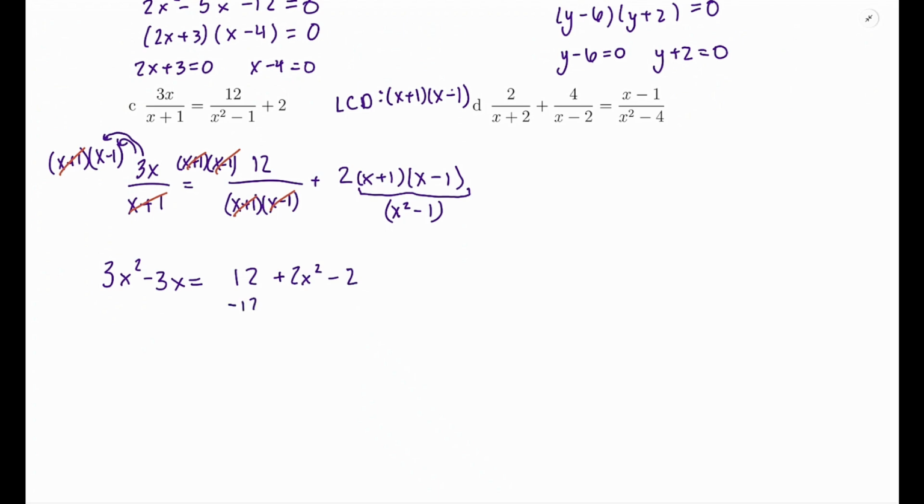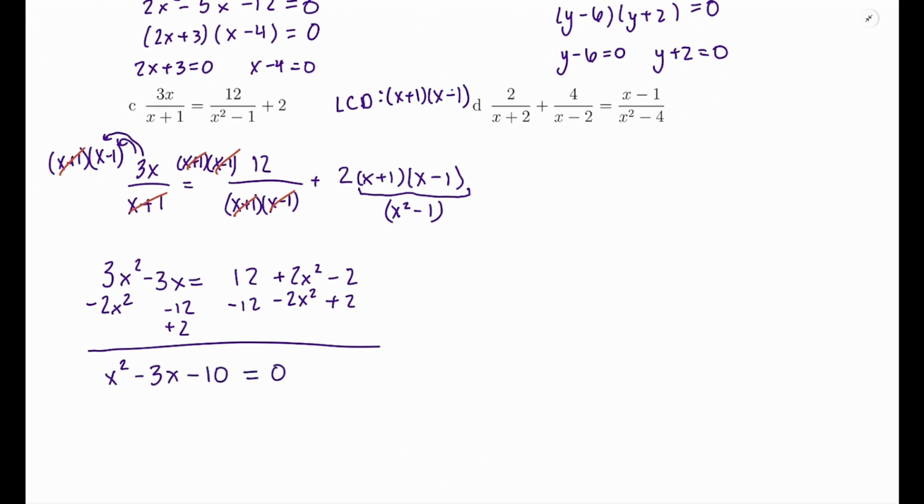So we get plus 2x squared minus 2. And now I'm going to subtract 12, add 2, and subtract 2x squared from both sides in order to get 0 on one side. So you get x squared minus 3x minus 10 equal to 0. Factor this, we get x minus 5 times x plus 2 equal to 0. That means x minus 5 equals 0, or x plus 2 equals 0. So we get x equals 5, or x equals negative 2.